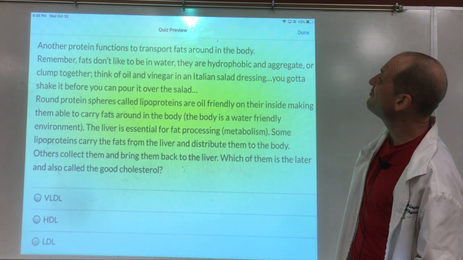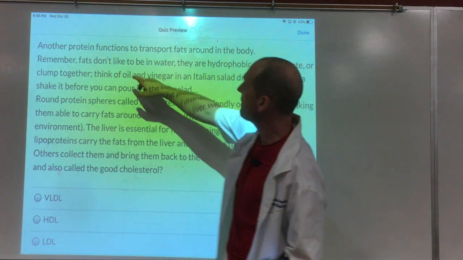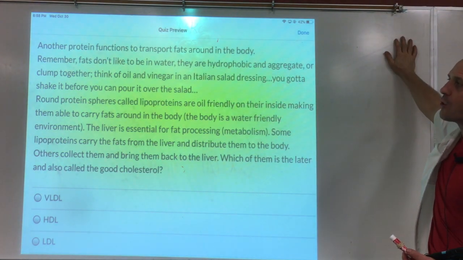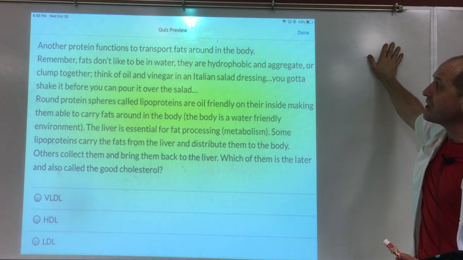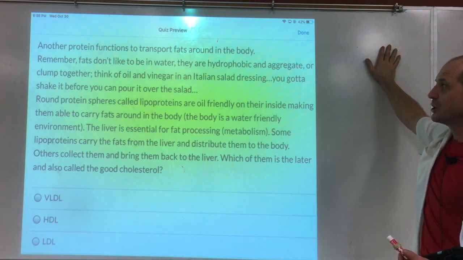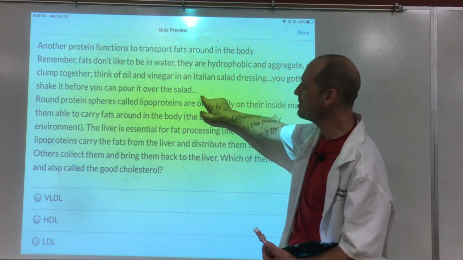Another protein function is to transport fats around the body. Oh, look at that. We just talked about how fats don't like to be in water. They are hydrophobic and aggregate, or clump together. That's what aggregate means. Think of oil and vinegar in an Italian salad dressing, not ranch. You've got to shake it before you can pour it.